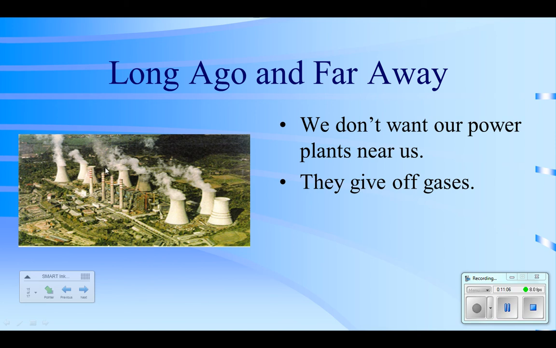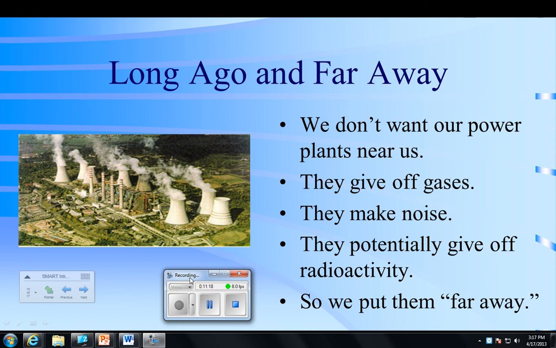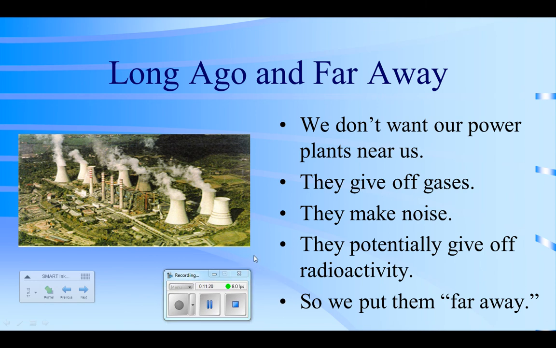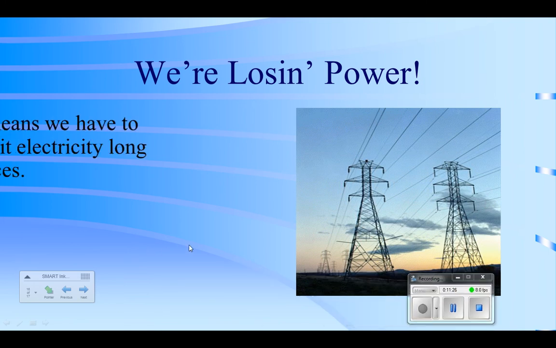So they're giving off gas out of the smokestacks. They give off heat. They make noise. If they're nuclear plants, they could potentially give off radioactivity. We want them far away. And so we have the problem of transmitting the power, again, we talked about this before, over high lines like this. And so this is what transformers are going to do for us.